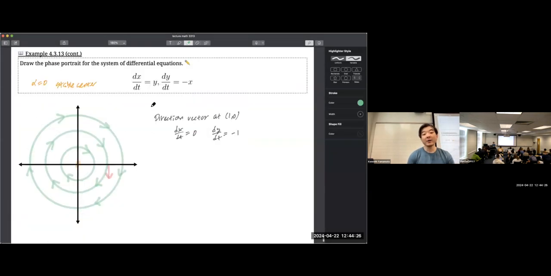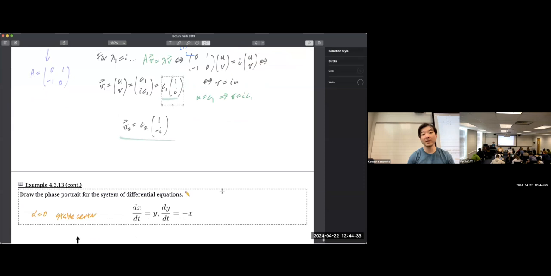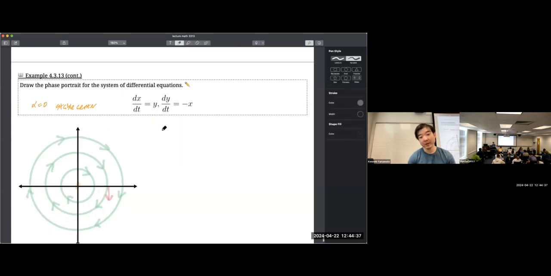So then how do we extract the real and imaginary parts? Let me move this down. What do we have? We have vector 1 is C1 times (1, i), and this was for lambda 1 equal to i. And then the other one was C2 times (1, -i), and this was for lambda 2 equal to negative i.